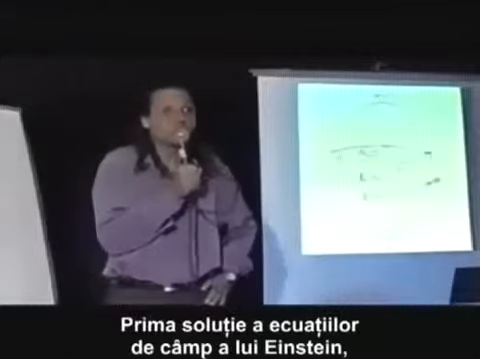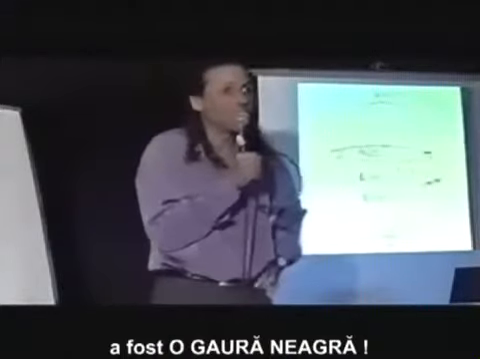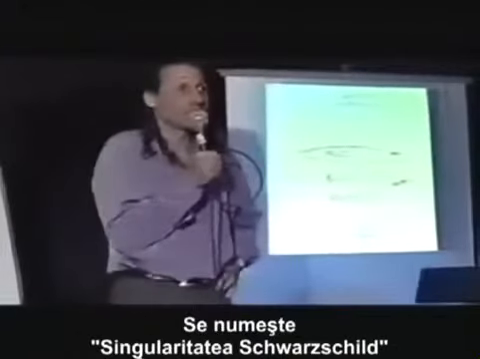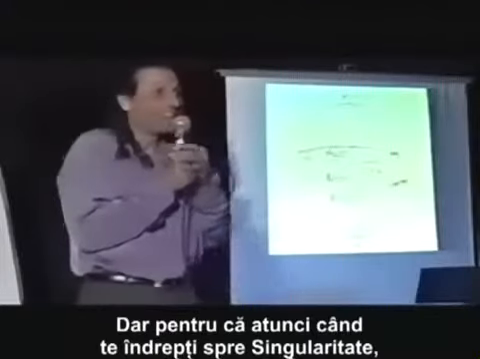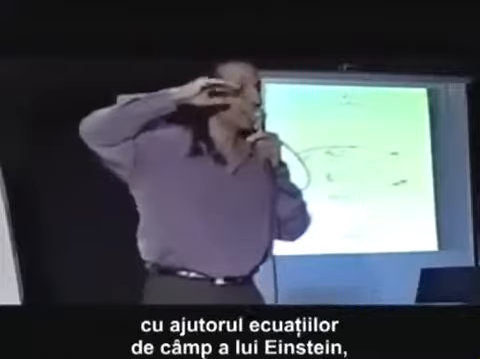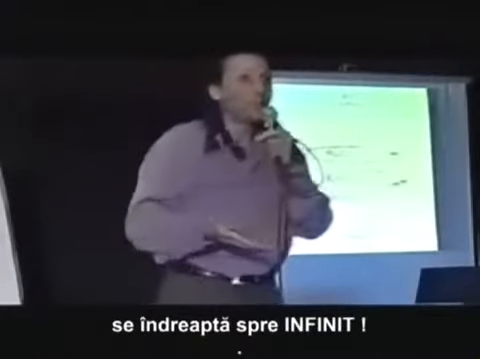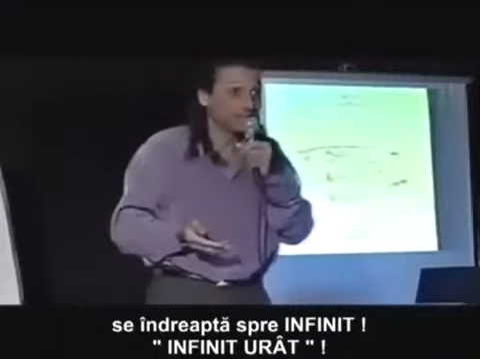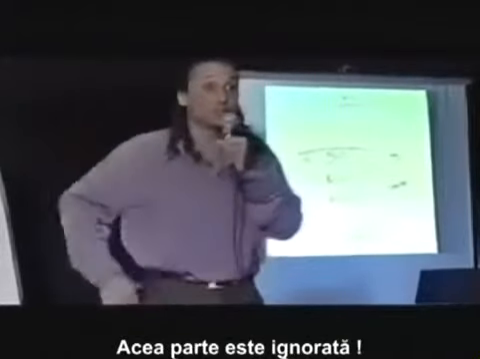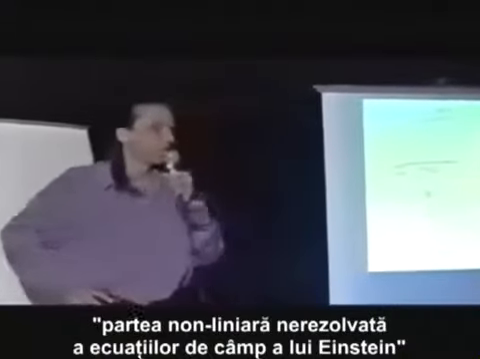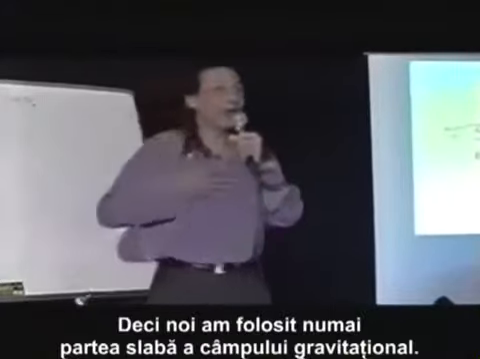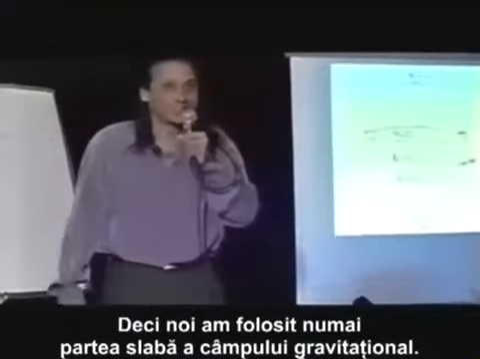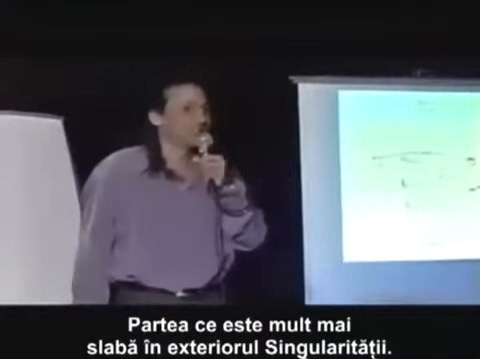But the first solution to Einstein's field equation was a black hole. It's called a Schwarzschild singularity. It made a black hole. But because when you go towards singularity with Einstein field equations, they go to infinity, nasty infinity, that part is ignored. It's called the unsolved nonlinear part of Einstein field equations. So we use only the weak part of the gravitational field, the part that's not curving very much towards singularity, the part that's much weaker on the outside of singularity.